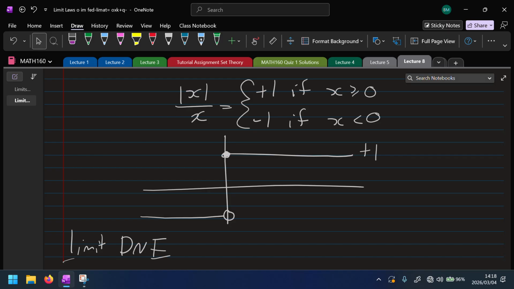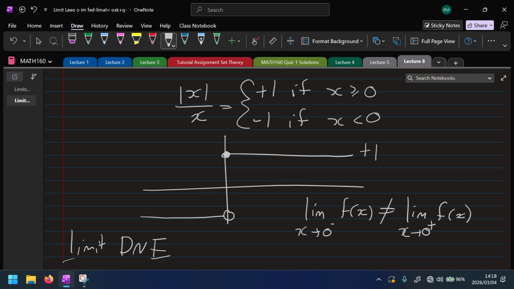Any questions before we move on? Yep. Yeah. So the reasoning would be: the limit as x goes to 0 minus does not equal the limit as x goes to 0 plus. That's the reason, because they don't match up. If you want to write it in words, that's fine, but this is much quicker to write down. Any other questions before we move on?